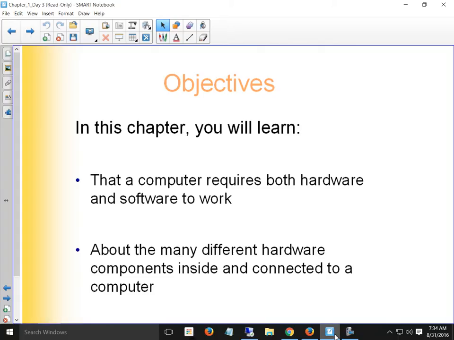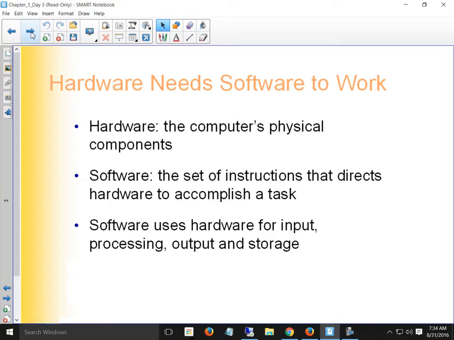Okay, so our objectives during this section, this chapter, is to make sure we understand what hardware and software are and how they're used together to work. And that's basically, like I said, a very, very low-level understanding. We'll get much, much more in depth on all the other chapters and understand all the components that are connected inside our PC.